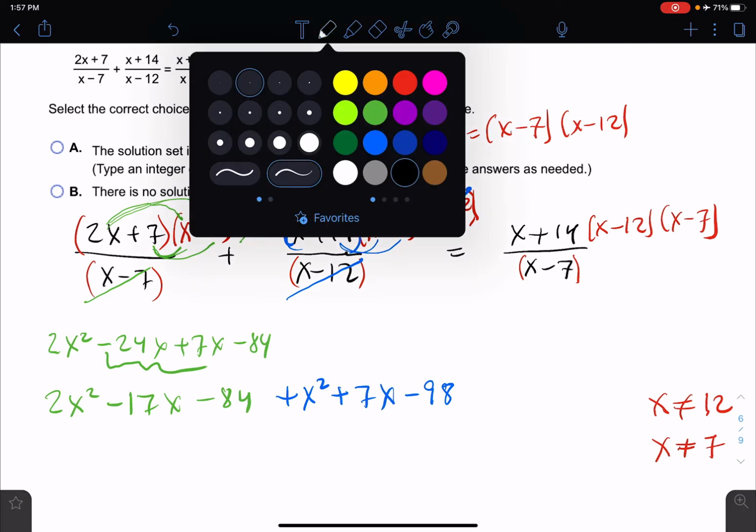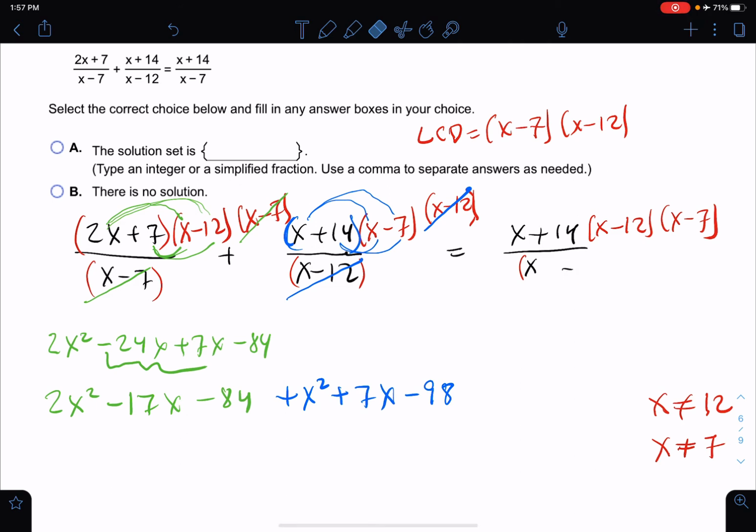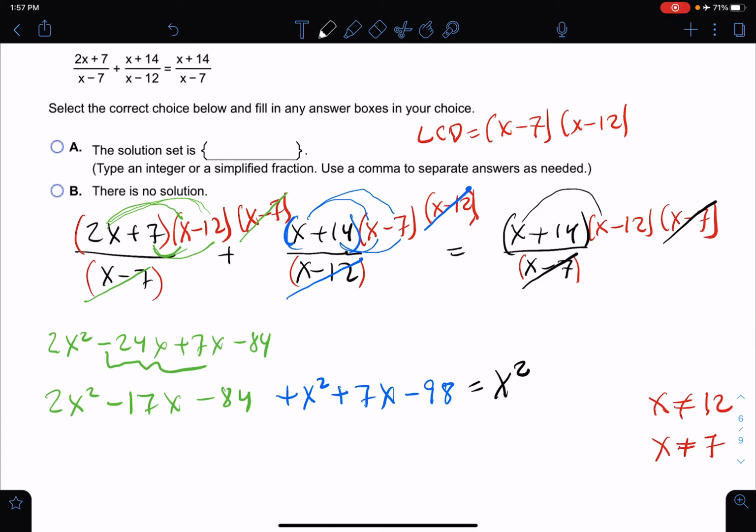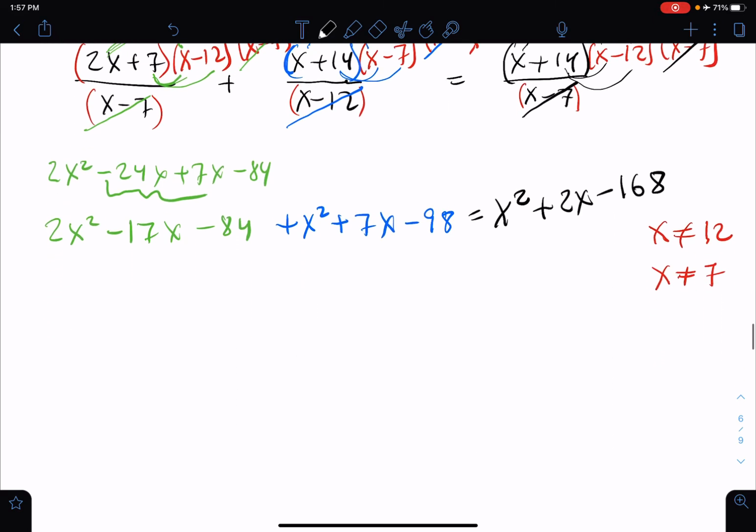Okay, how about the right-hand side? We have a common x minus 7 and x minus 7. And now we need to multiply. This gives us x squared. Now we have negative 12 and 14 gives us 2x. And 14 times negative 12 is negative 168. Now we just need to simplify and solve for x.